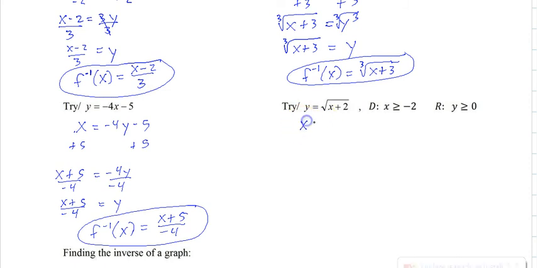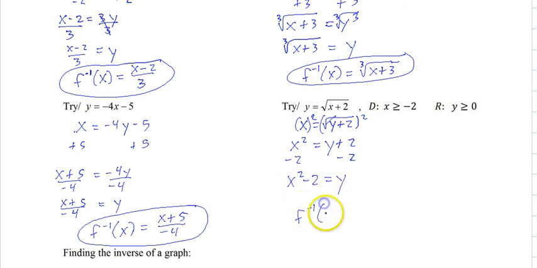So again, to find the inverse, we just switch the x and the y, square both sides to get rid of the square root, and then solve. And then write our inverse.